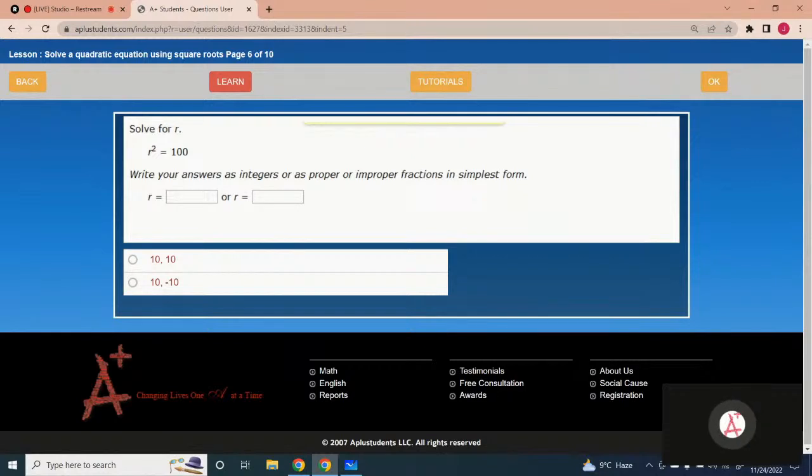Okay, r square equals 100. So 100 is the square of which number? 10. That means you have two values. One of them is positive 10 and one of them is negative 10. Got it?